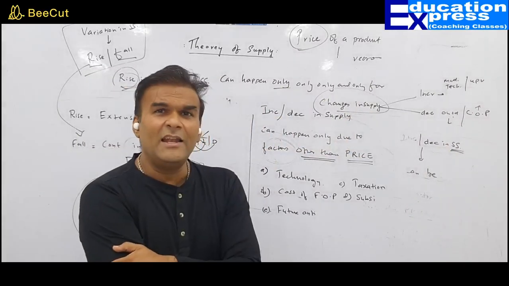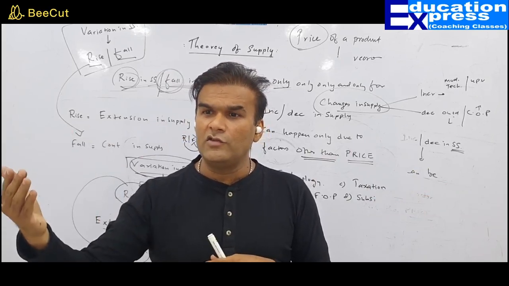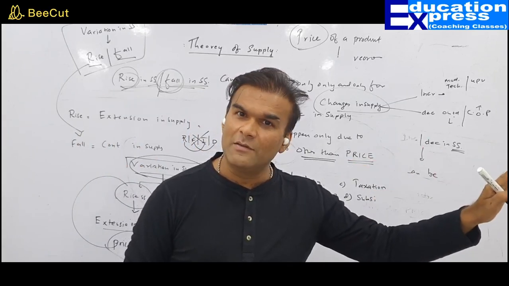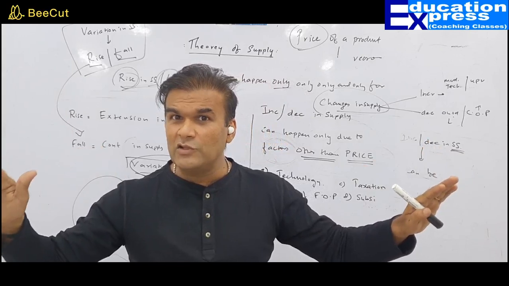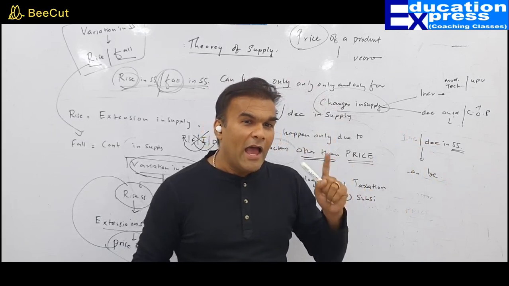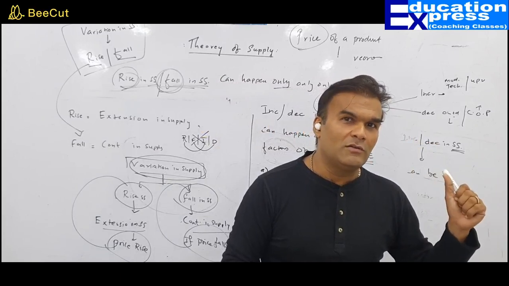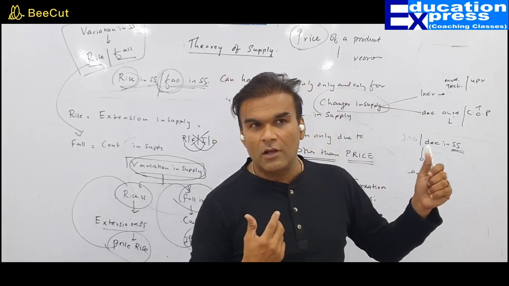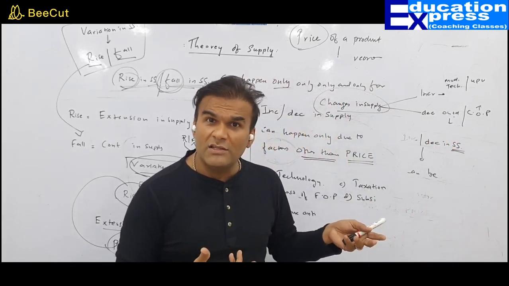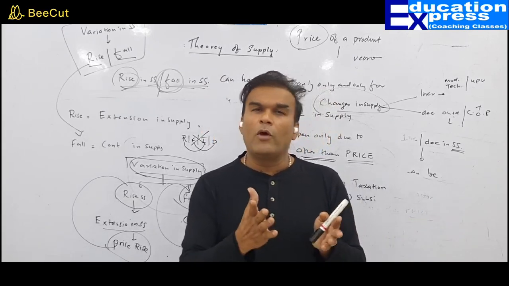So is there any difference between variation in supply and changes in supply? Of course. Variation in supply refers to rise or fall in supply. Changes in supply means increase or decrease in supply. Variation happens, that means rise or fall happens, due to change in price of the product. Increase or decrease in supply happens due to change in any factor other than price. It could be due to the change in technology, factors of production, cost of production, taxation policy, commercial policy, government policy, climatic change, weather conditions, etc. So the point is very clear.